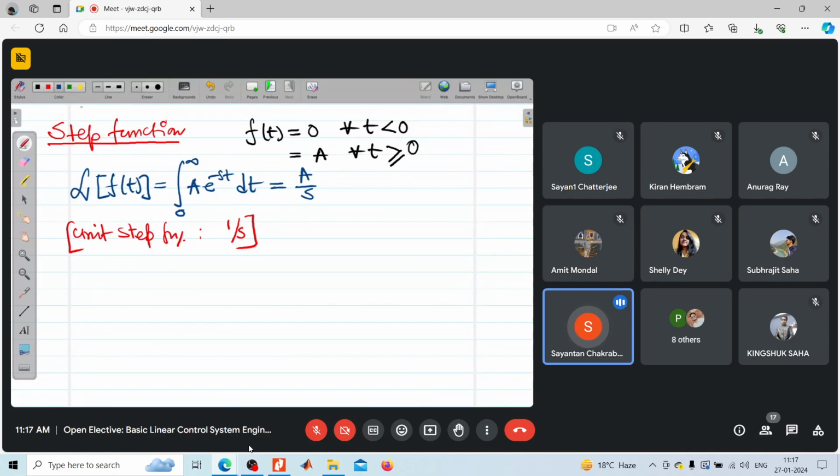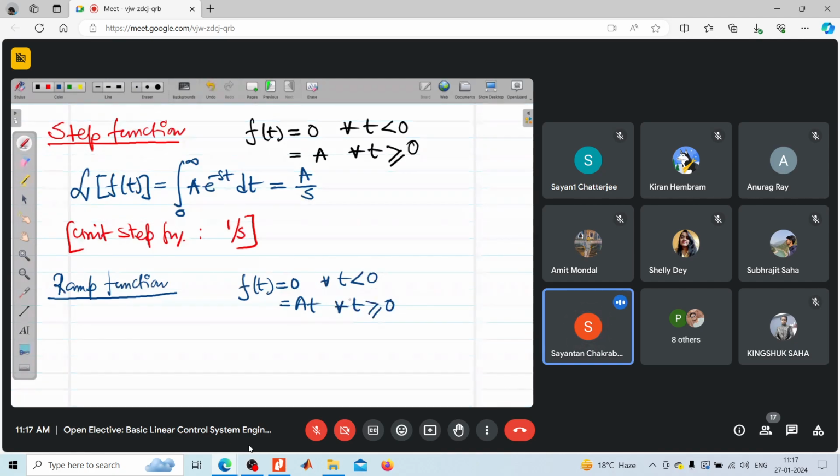Next, the common functions that you normally use. Ramp function. How is the ramp function defined? Ramp function is defined as f(t) equal to 0 for all t less than 0 and equal to, say, a t for all t greater than or equal to 0.